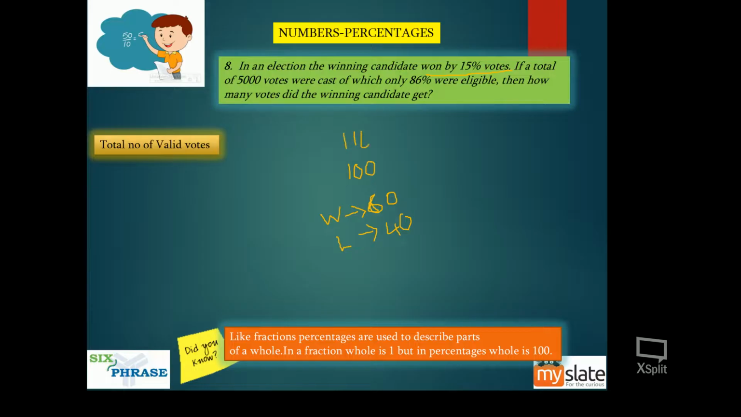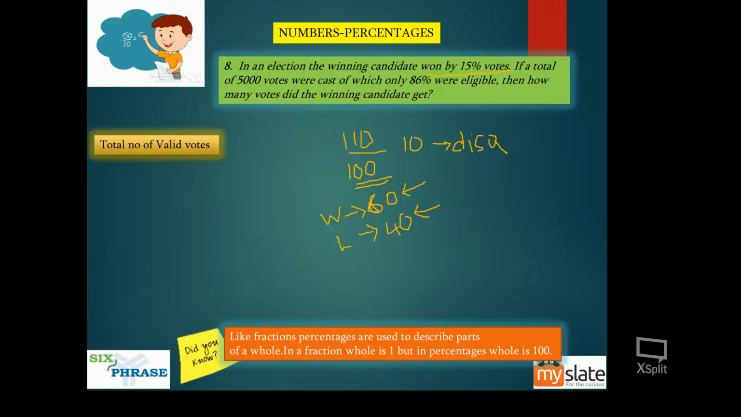So for now let us assume we don't have any disqualified votes. What are the total number of votes? It is 100, right? Out of this 100, guys, you the winner got 60, I the loser got 40. Now I can say the winner won by 20 percentage votes.